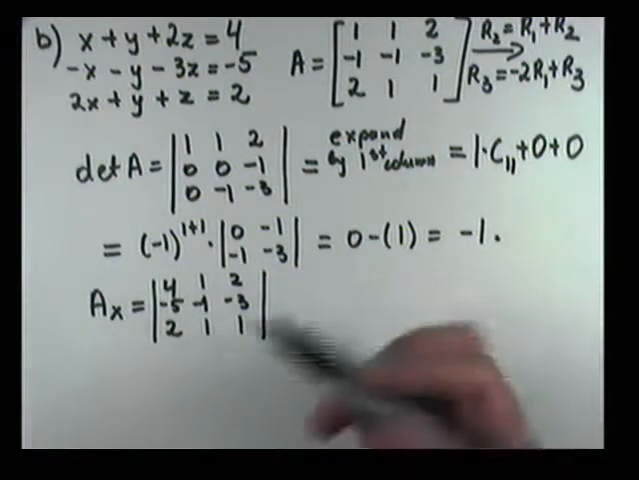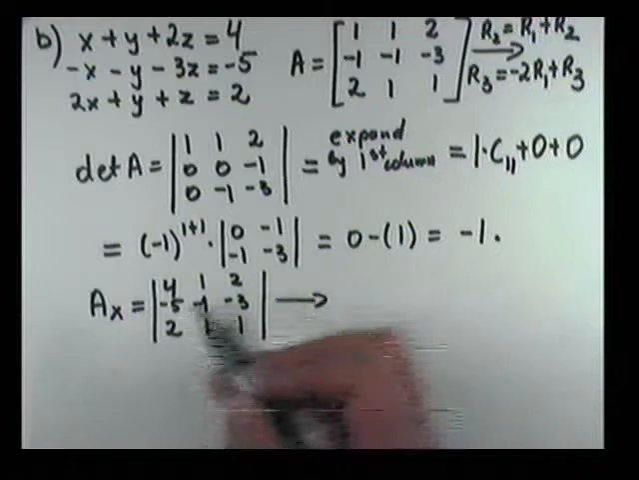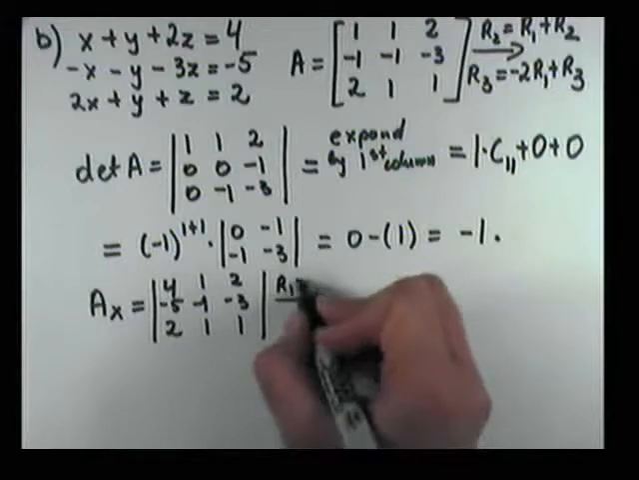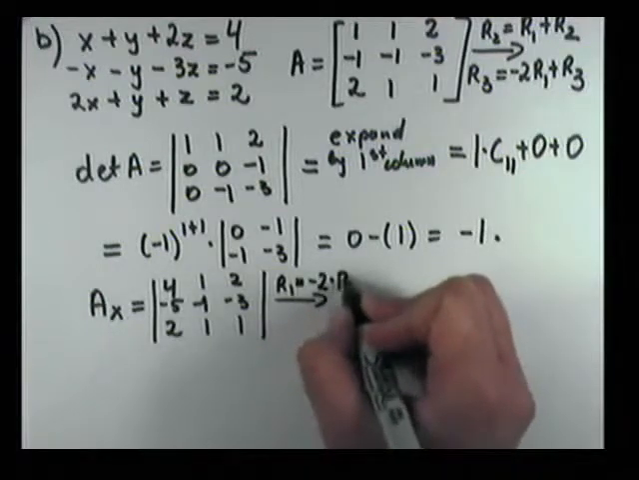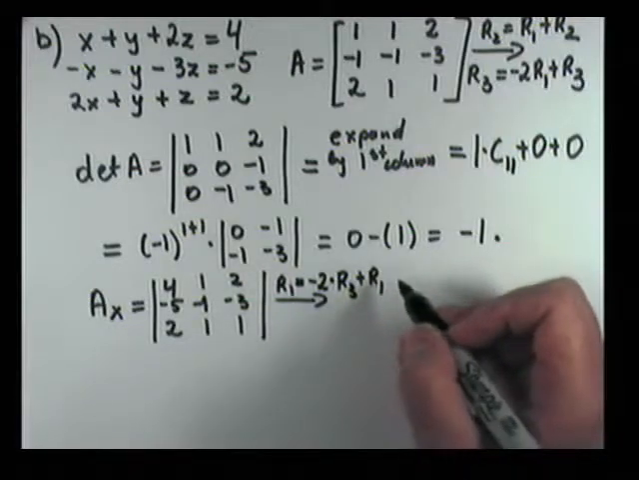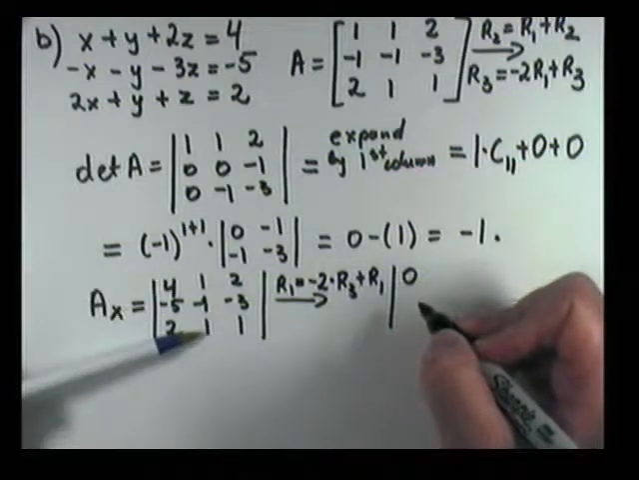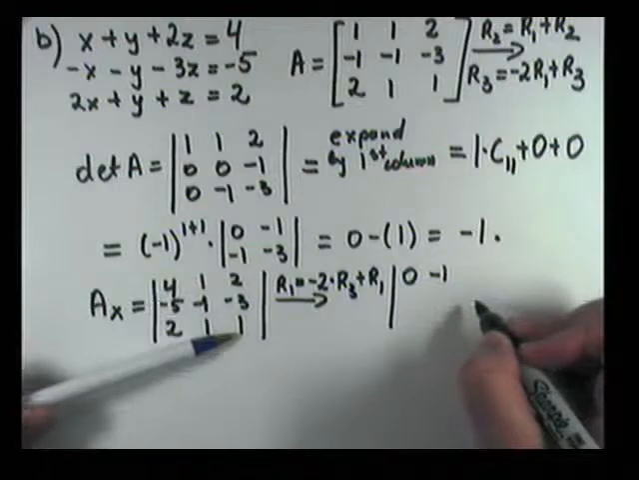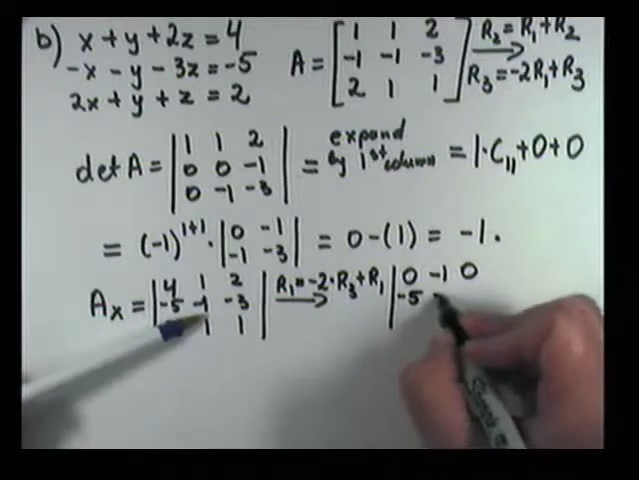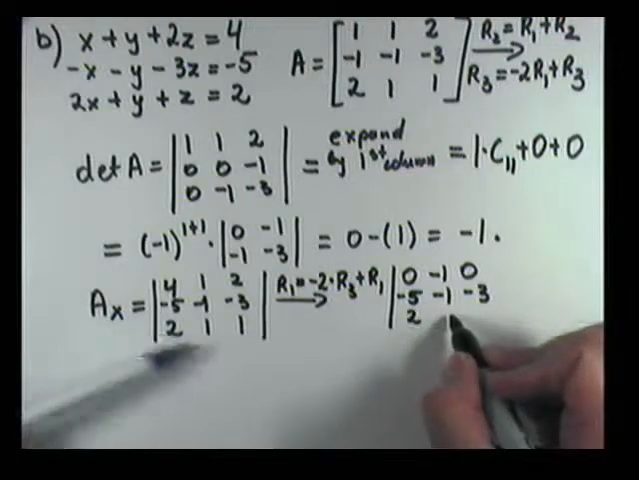Not that much we can do. Maybe let's make at least 1 zero. So let's multiply to get 0 in this position. So we can multiply row 1 is equal to minus 2 times row 3 plus row 1. So this is equal to minus 4 plus 4 is 0, minus 2 is minus 1, minus 2 and 2 is 0. And then I have minus 5, minus 1 and minus 3, and then we have 2, 1 and 1.